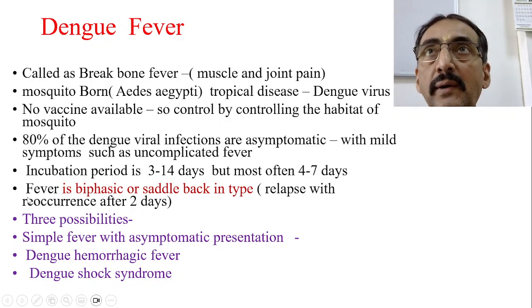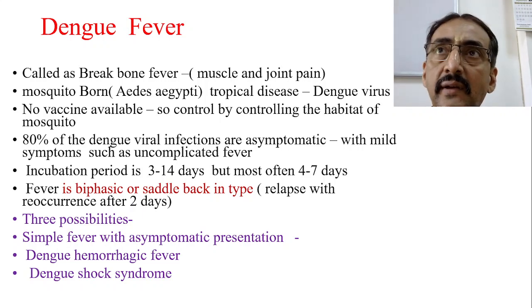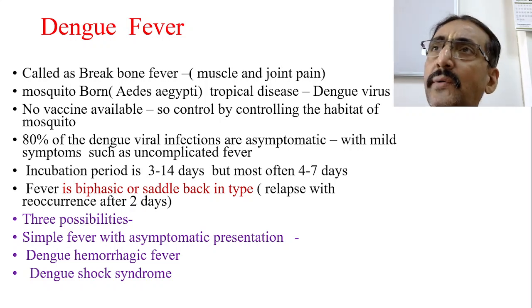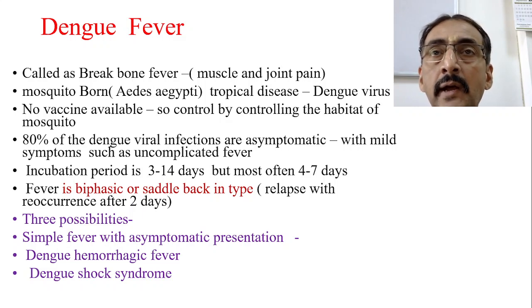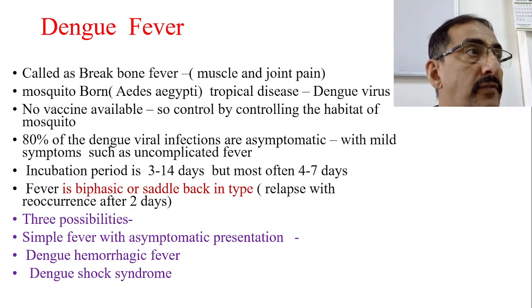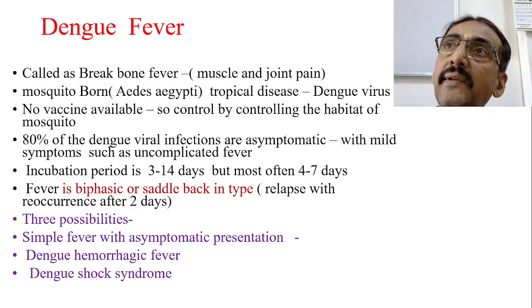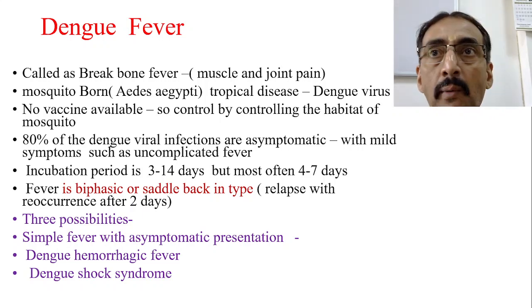So when you talk about dengue fever, three possibilities are there. One is that dengue fever may be a very simple fever with minimum symptoms or asymptomatic, without any complications. Okay, most of the time, 50 to 80% of the fevers we encounter are related to dengue, and they are of this particular nature. Second type is dengue hemorrhagic fever. Dengue fever causing hemorrhage, and therefore causing many complications.